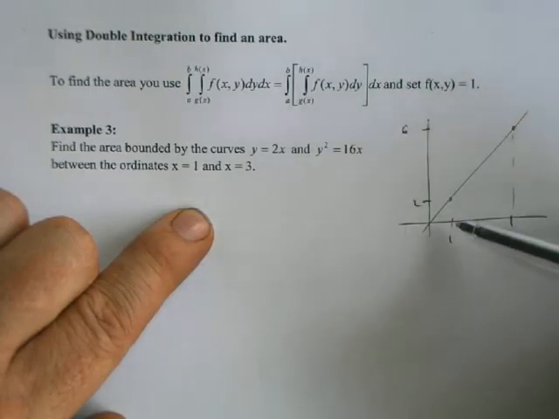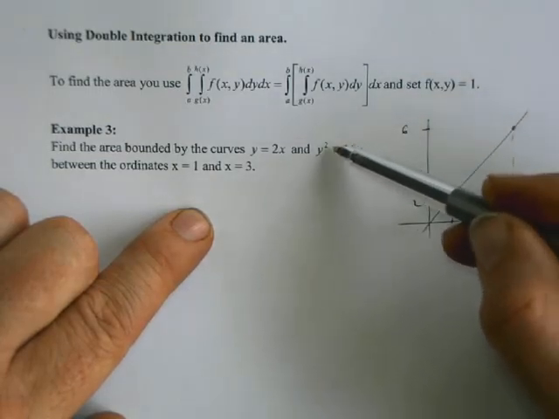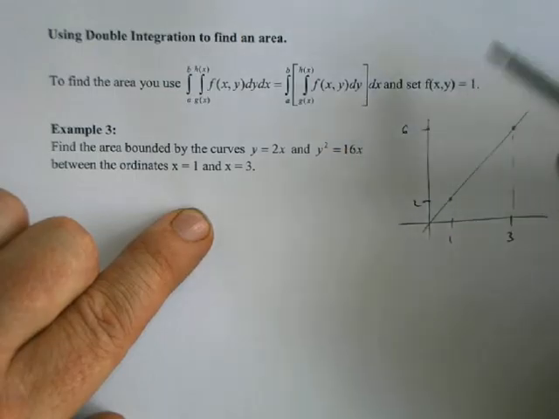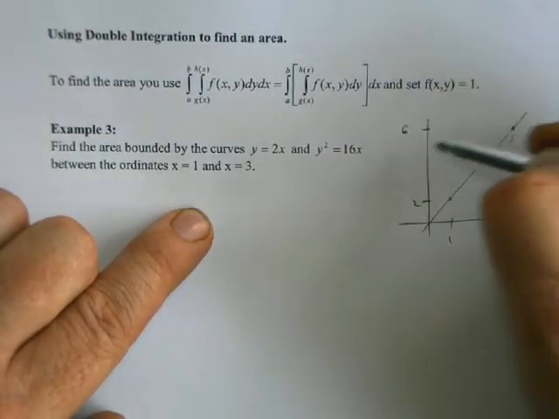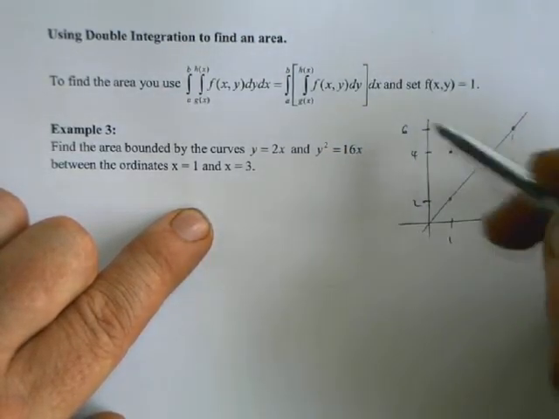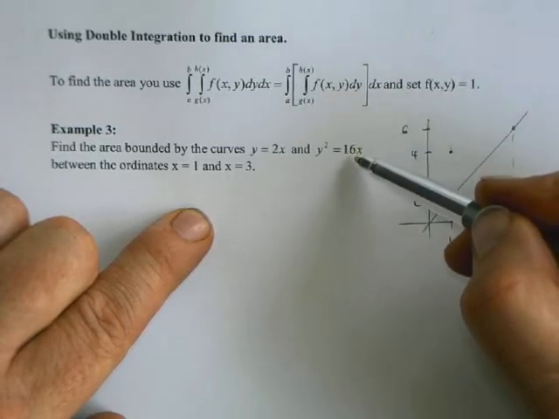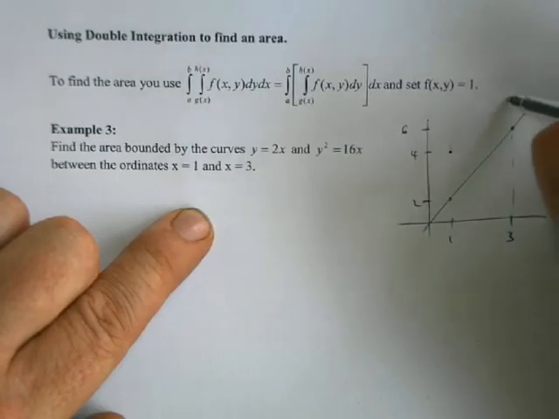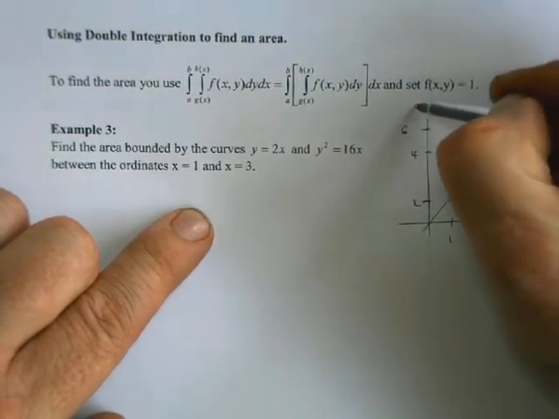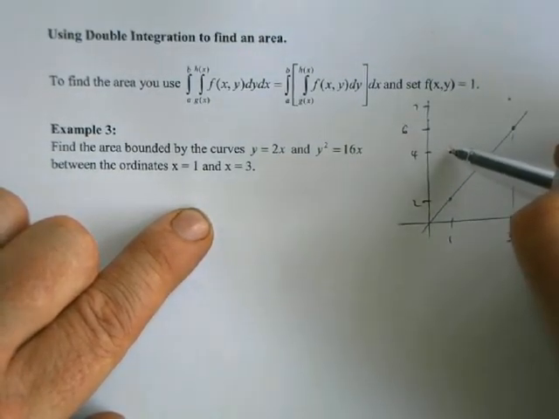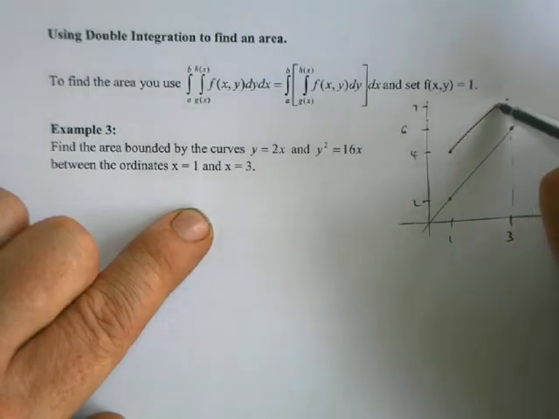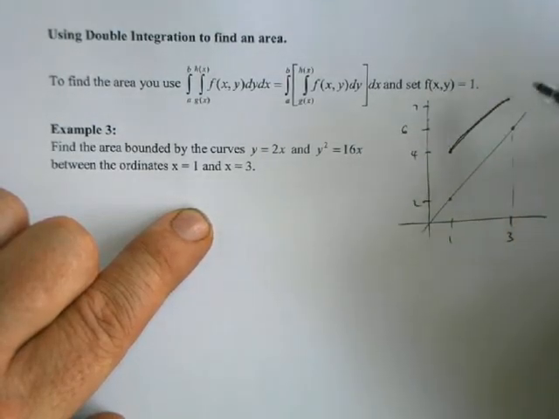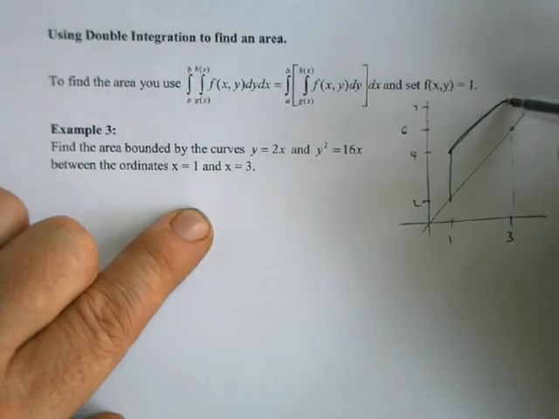When x equals 1, y equals the square root of 16, which is 4, so we get a point up here somewhere. And when x equals 3, we get 48, so y equals the square root of 48, which is pretty close to 7. So there's going to be a point up here somewhere. And we're going to get a curve for that one, something like that. And the area that we're looking for is this area in here.